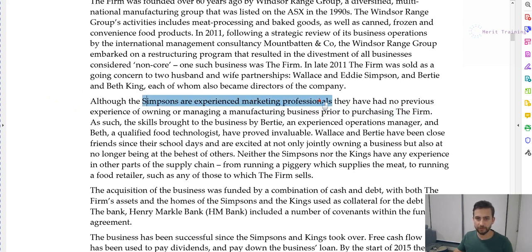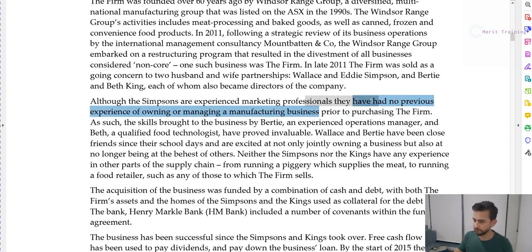So Simpsons are experienced marketing professionals. We're just going to copy that. That seems like a key point. And also, the Simpsons have no experience of managing a manufacturing business.